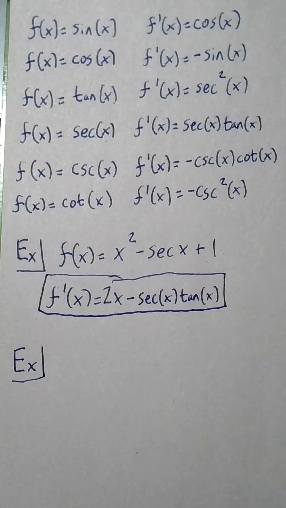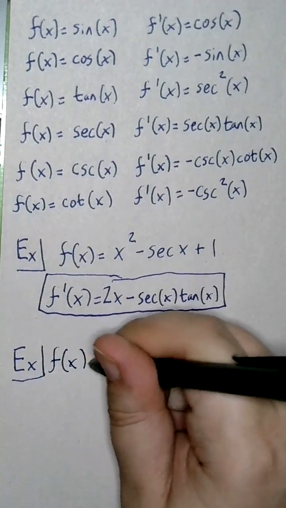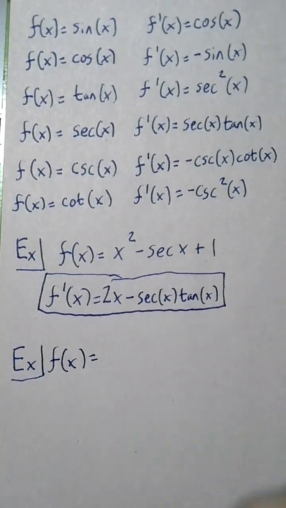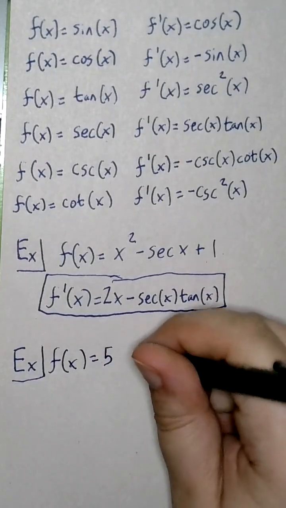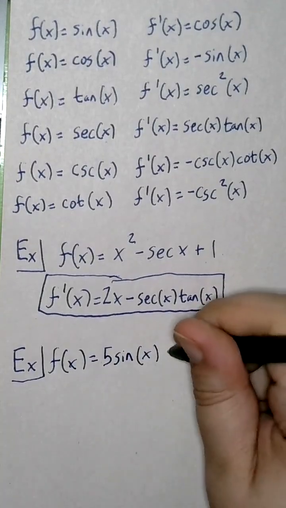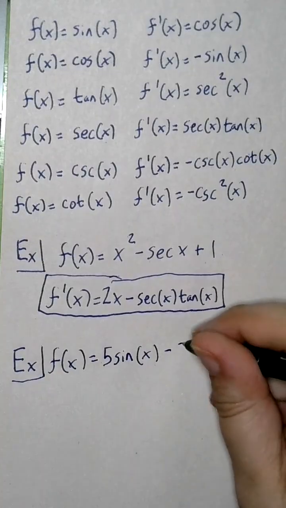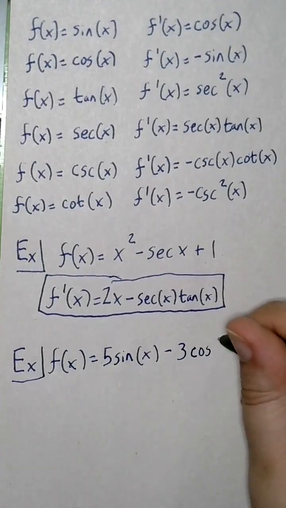So now let's try another one. Let's do f of x is equal to 5 sine x minus 3 cosine x.